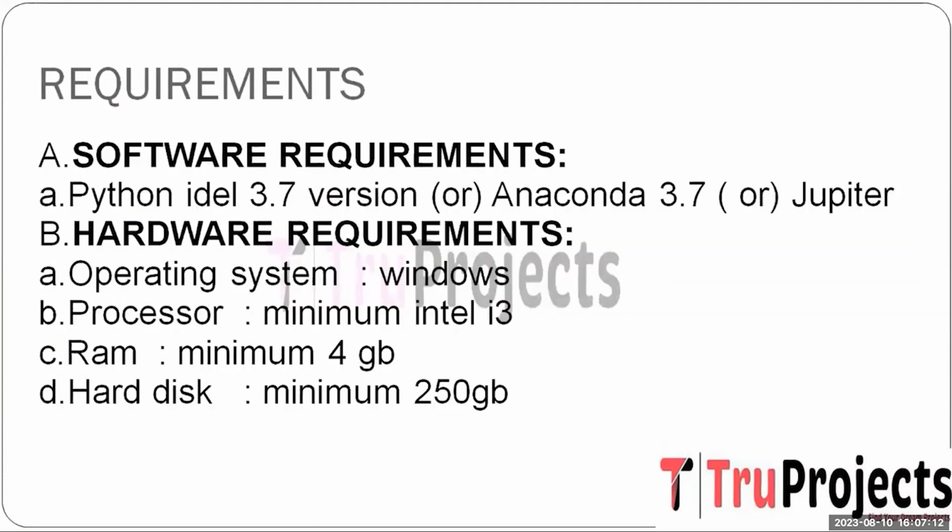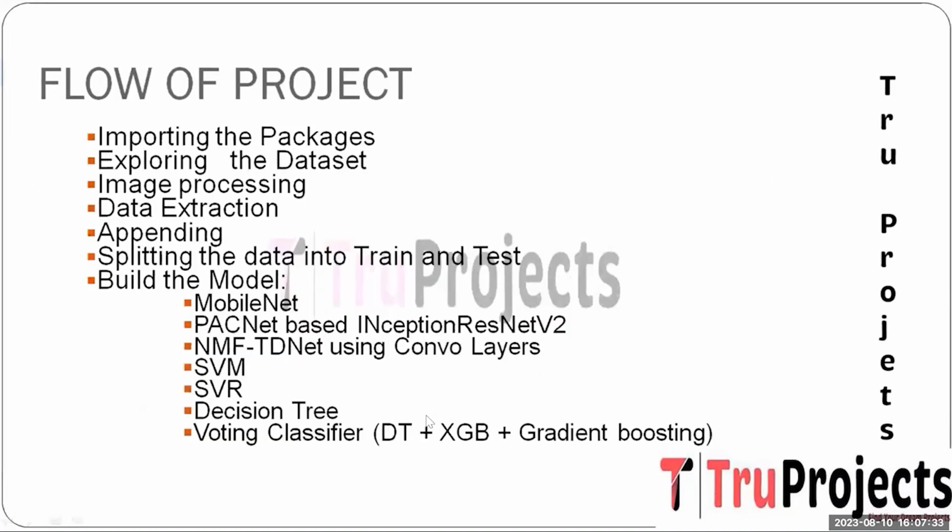These are the basic requirements that are needed to build this project. The software requirements are Python IDLE with version 3.7, Anaconda with version 3.7, or Jupyter Notebook. Hardware requirements are operating system as Windows, processor of minimum Intel i3 and above, RAM of minimum 4 GB, hard disk of minimum 250 GB. And to know about the flow of the project, these are the steps we need to discuss.